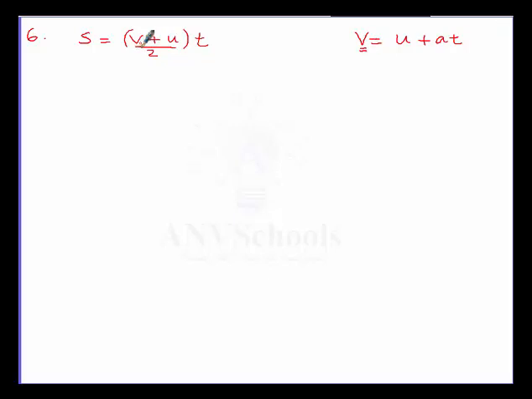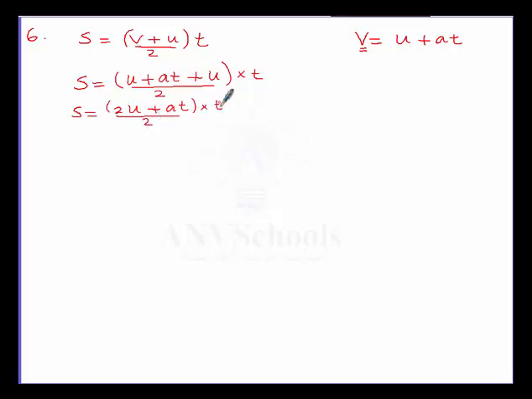So this will be reduced to, now this is the same as final velocity, so I can use this, that is initial velocity plus acceleration multiplied by t, plus I have here u multiplied by t divided by 2. Now I can rewrite this as s, so I can add u plus u, that's 2u, multiplied by t plus at divided by 2, multiplied by t.